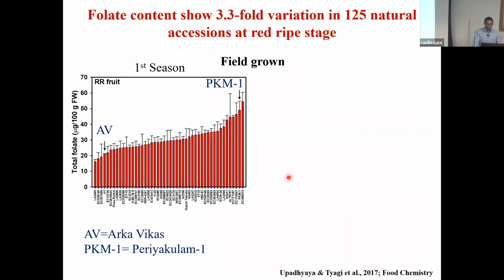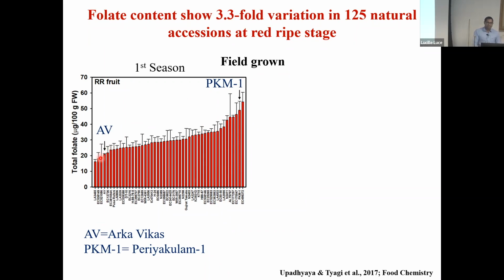This is just a representative picture. Using this method, we analyzed folate content in 125 tomato accessions. We saw a wide variation in folate content. From this, we selected 2 cultivars. One is Arka Vikas, which is low in folate, and PKM, Pericullum mutant, which is high in folate.